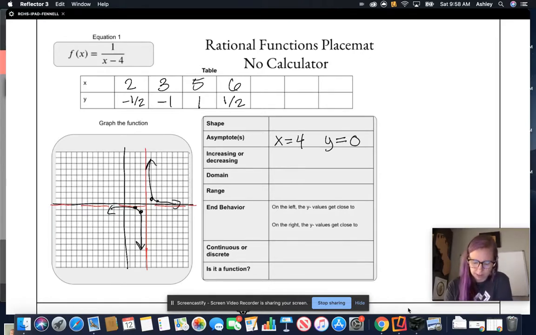Let's describe it. This is a rational function. So you name it by the shape, the shape is the name of the function, assuming you know the name of the function, which we do in this case.